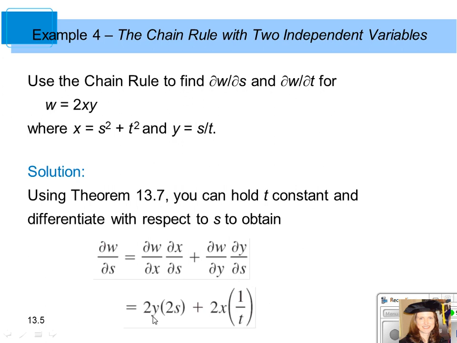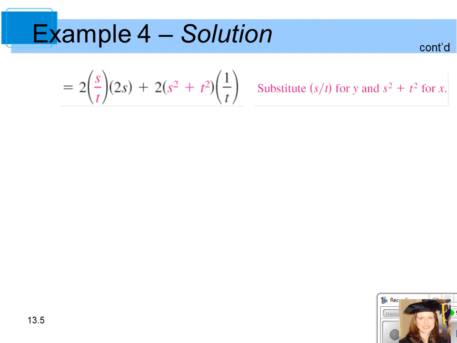Now we're going to make the substitutions. We're going to replace the y with s over t and replace the x with the quantity s squared plus t squared, so that we get the partial derivative of w with respect to s in terms of the variables s and t. Okay, so by making those substitutions and simplifying, we get this as our partial derivative of w with respect to s.